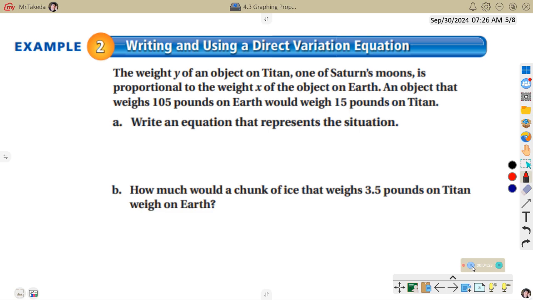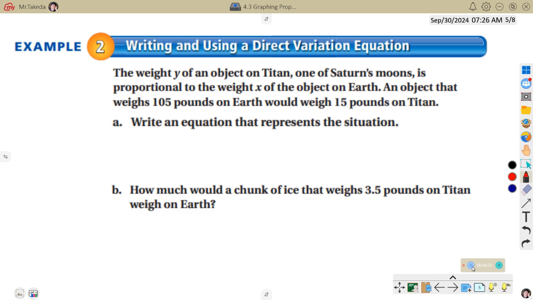All right, so let's take a look at this word problem here. The weight of an object on Titan, one of Saturn's moons, is proportional to the weight x of the object on Earth. They're telling us this is proportional. We know that means direct variation. We know that 0, 0 has to be one of our points if we graph this. An object that weighs 105 pounds on Earth would weigh 15 pounds on Titan. There's that ratio I was talking about.